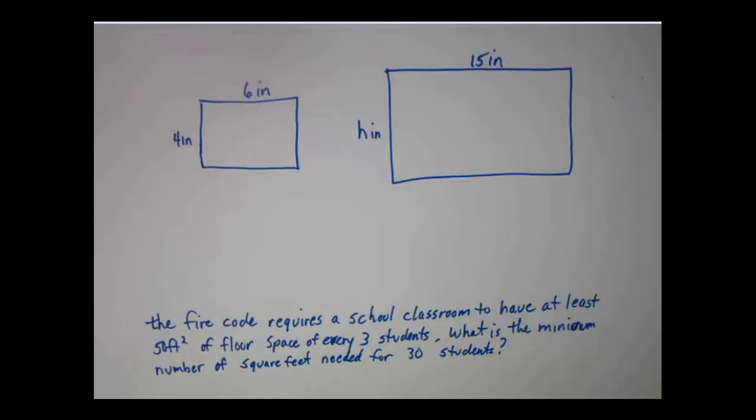Section 5.3 has solving proportions with word problems. So problem number 1 on page 391, it says a photograph that measures 6 inches wide and 4 inches high is to be enlarged so that the width will be 15 inches. What will the height be of the enlargement? Well, there's a couple of ways we can set this up into a proportion.